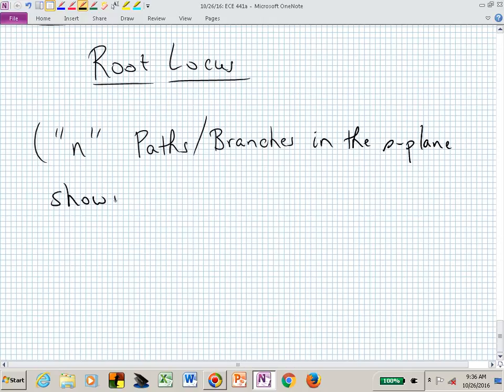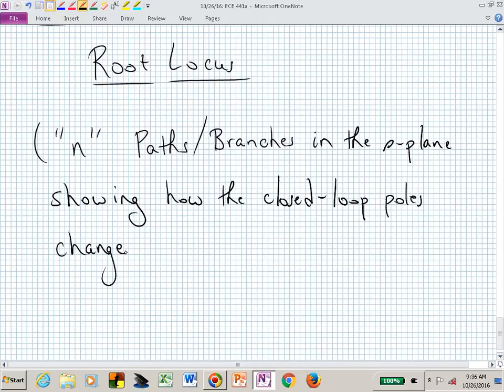Showing how the closed loop poles actually change or move as our adjustable parameter varies. In this case, it's k. In the homework, you might actually have an adjustable parameter that's a, but here the parameter k is varied from 0 to a very large value, which we just say is infinity.